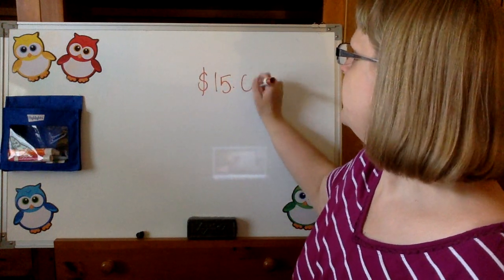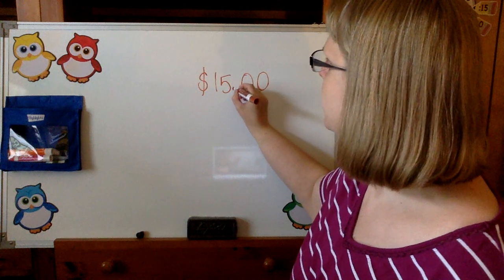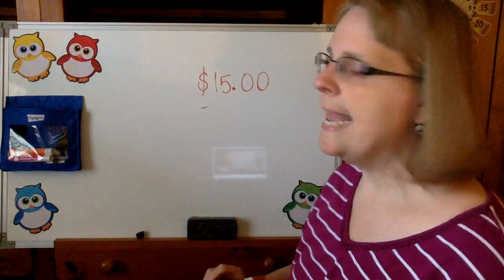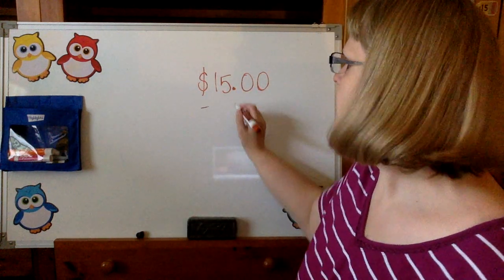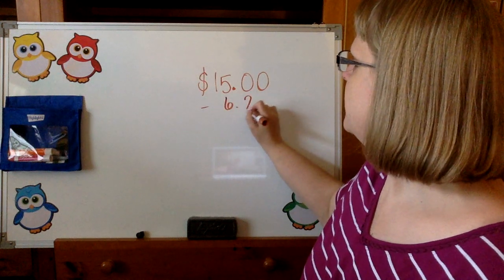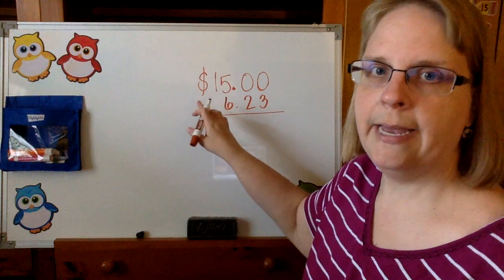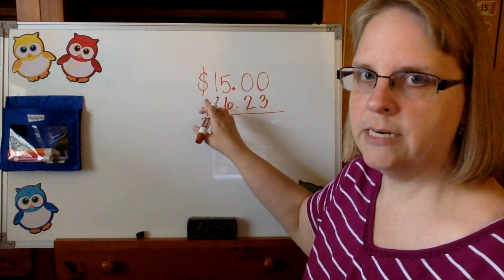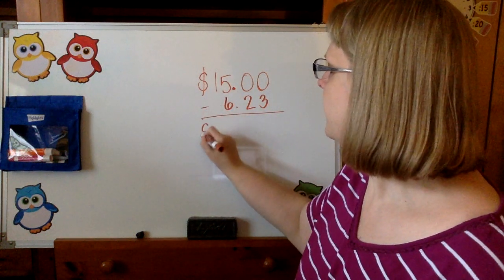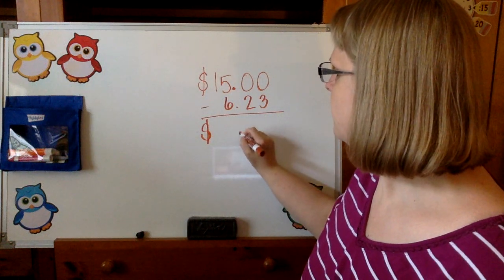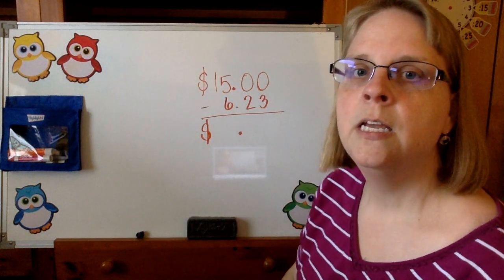So let's say I had $15. Make sure my decimal point shows up. And I buy something that is $6.23. All right. So again, I only need my dollar sign on the top monetary amount. I can bring it down for my answer. I can bring my decimal point down.